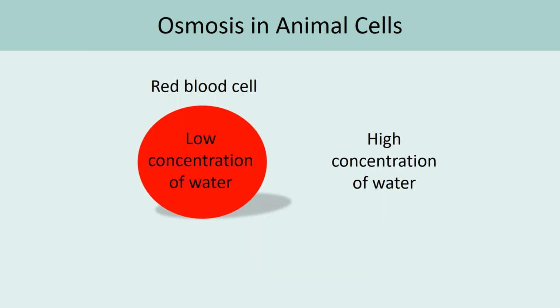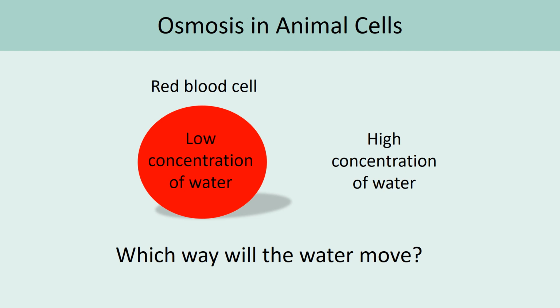Okay, so we're going to do some examples now, and you've got to decide which way the water particles are going to go. So for this first one, the red circle is representing a red blood cell, and in the red blood cell there is a low concentration of water. If I put that cell in a solution that has a high concentration of water, which way is the water going to go? Right, hopefully we realised that the water is going to move into the cell.